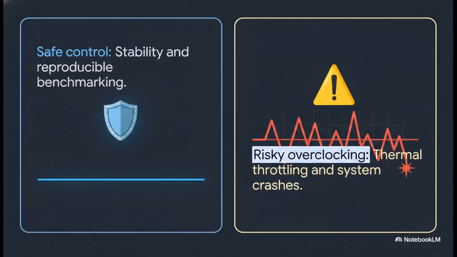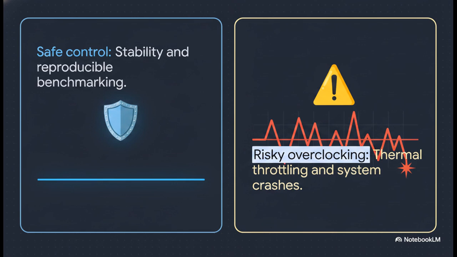Because here is the absolute truth of the matter. Just because you can change these clocks does not mean you should without really understanding the profound trade-offs. There's a very hard boundary here between safe and risky control. Safe clock control means locking clocks strictly within vendor-approved ranges to get rock-solid stability, guarantee reproducible benchmarking, or maybe just doing some mild underclocking to save power. Risky overclocking, on the other hand, means pushing the hardware way outside its rated spec.